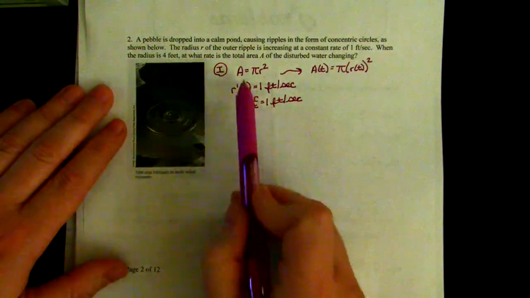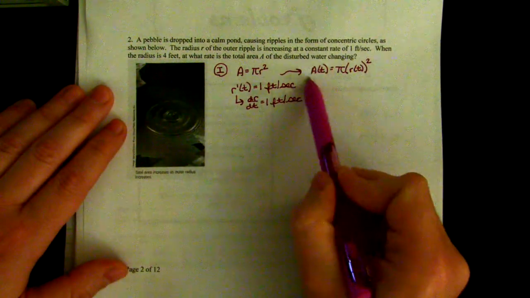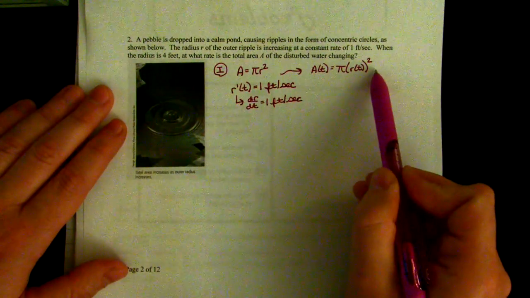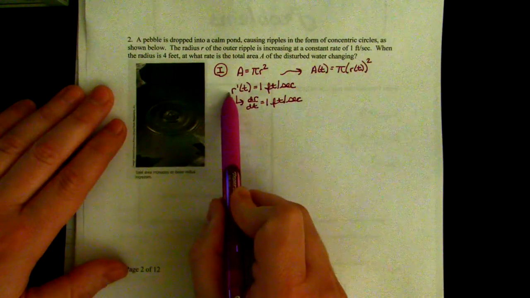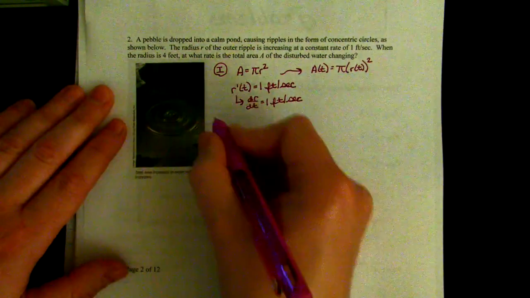I know that my area is always pi times r squared. And really, I know my area, which is a function of time, is always pi times my radius, which is a function of time, squared. And I know that the derivative of the radius, the rate of change of the radius, is always 1 foot per second.